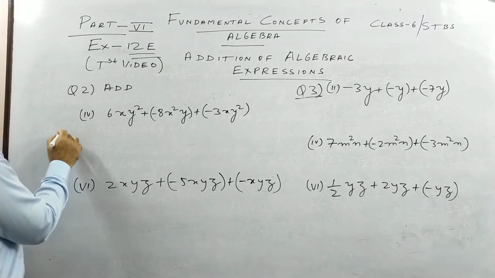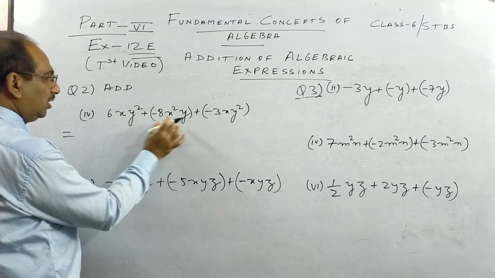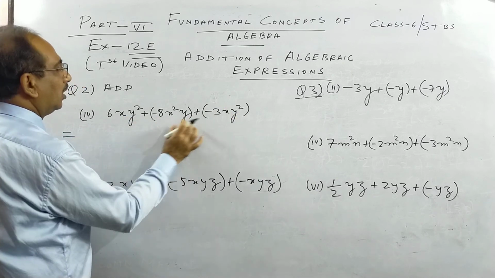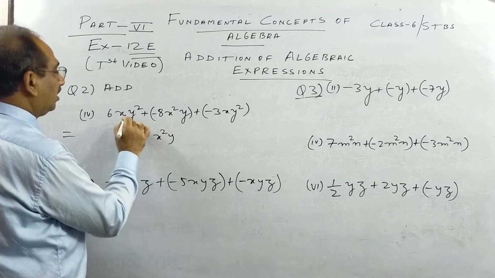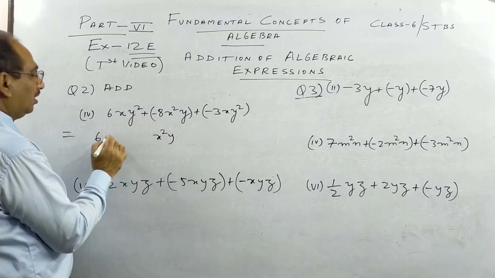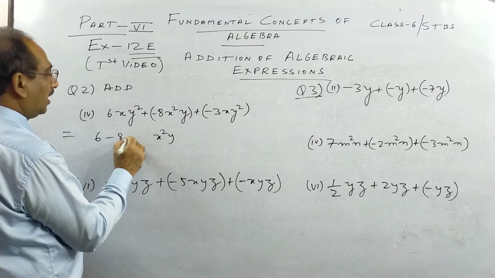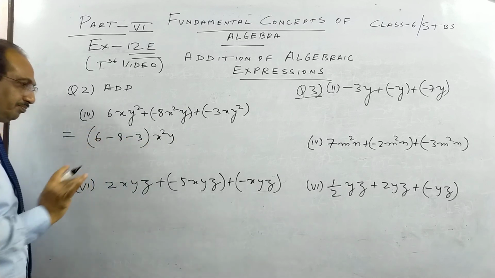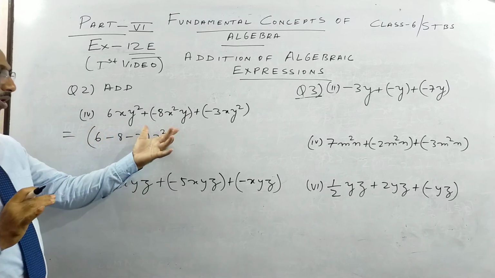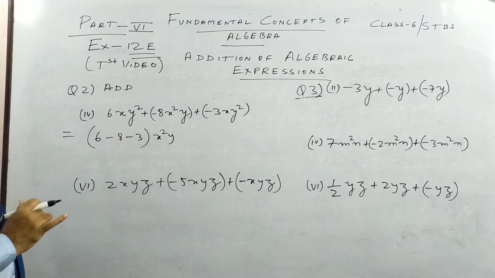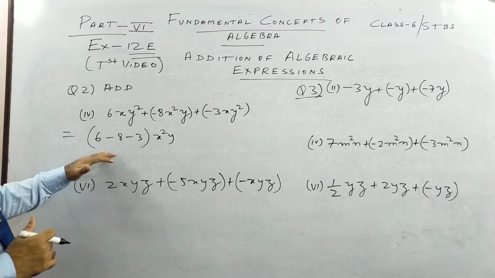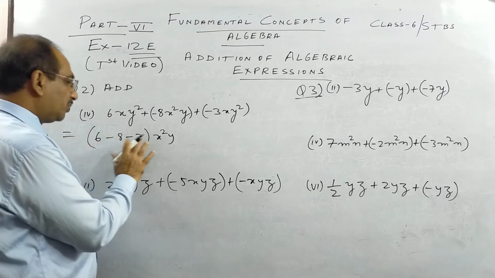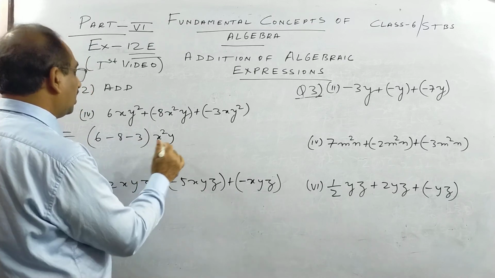So see here how we do. One thing you see, they are like terms, so there is no doubt about it that the answer will be x square y. But this is 6 minus 8 and minus 3. I take out all the numerical coefficient. Now you see, this is method 1. If you wish, I can show you by another method.